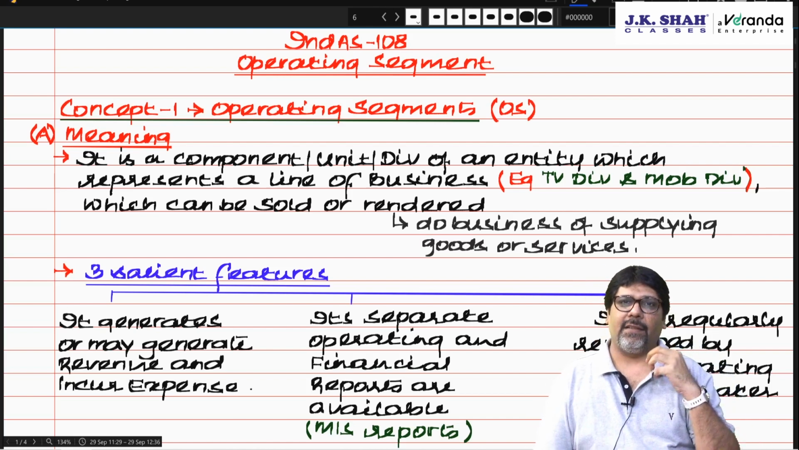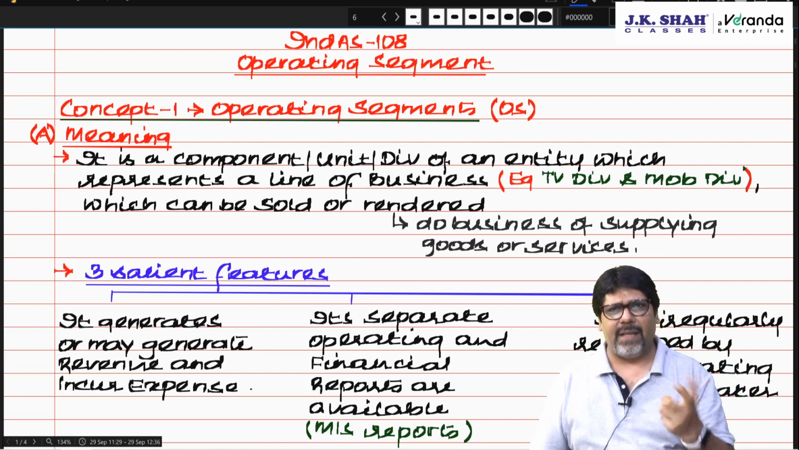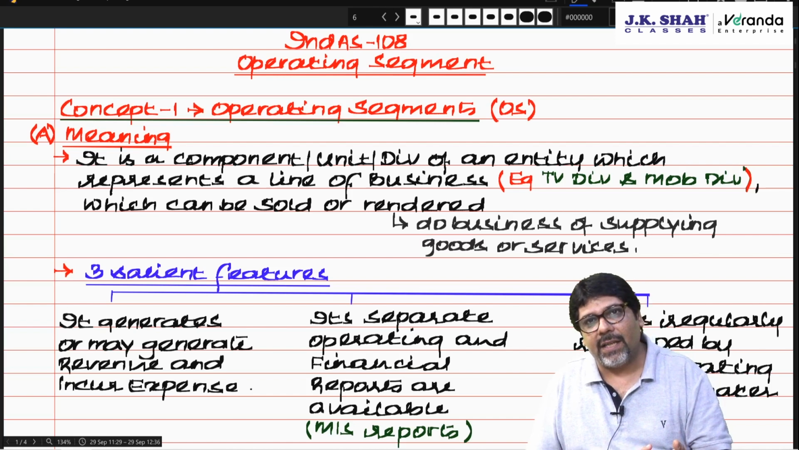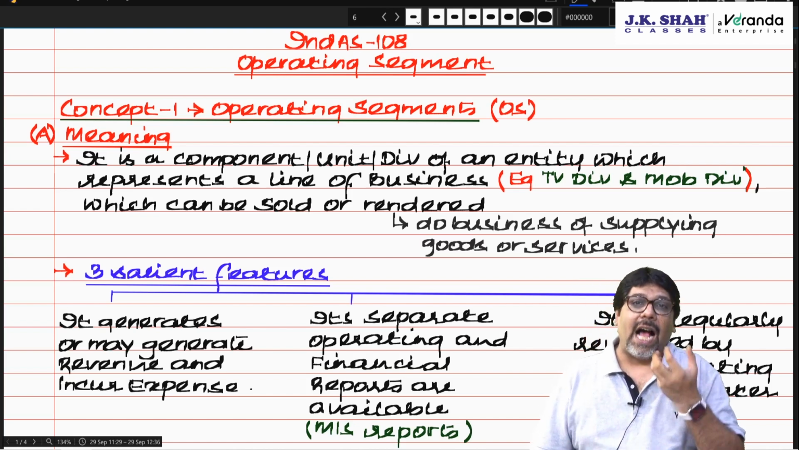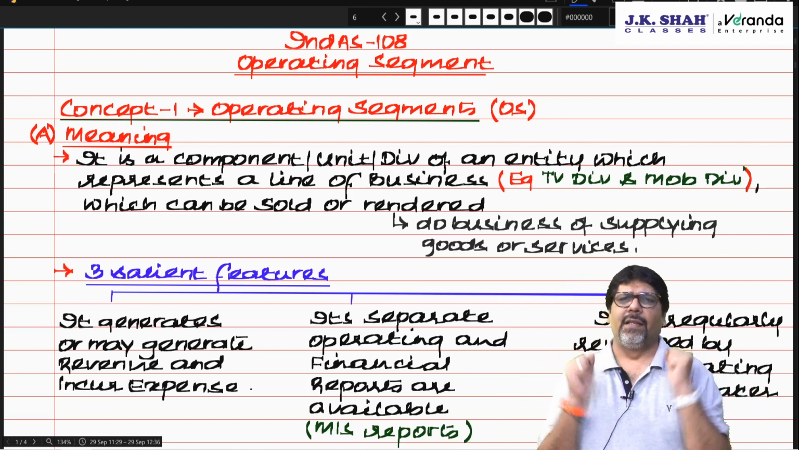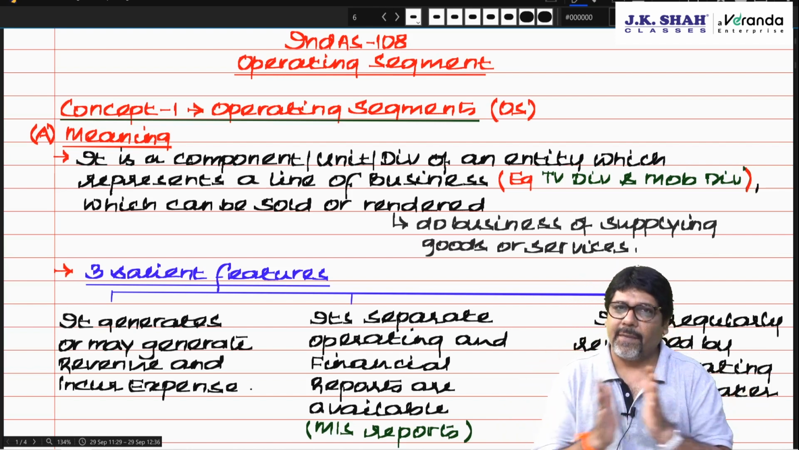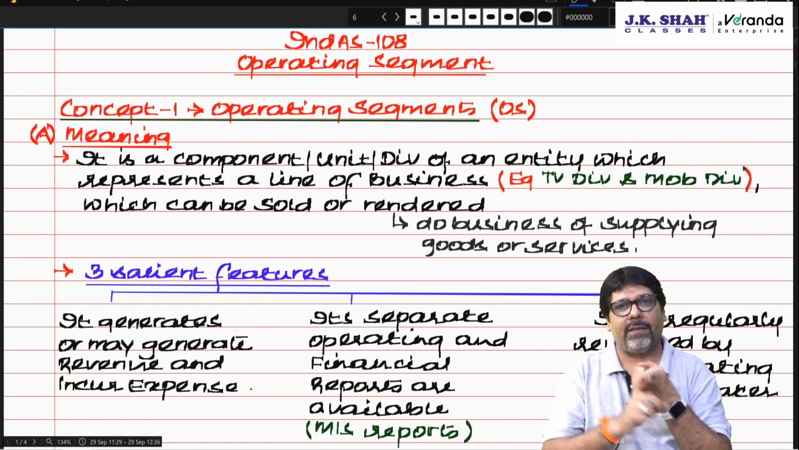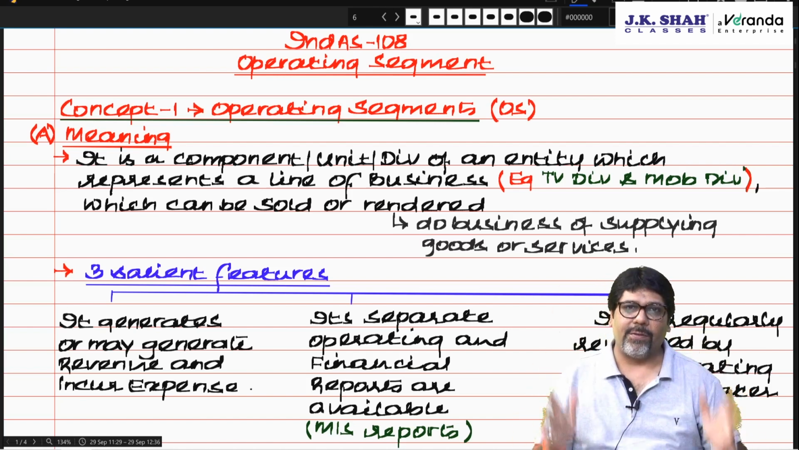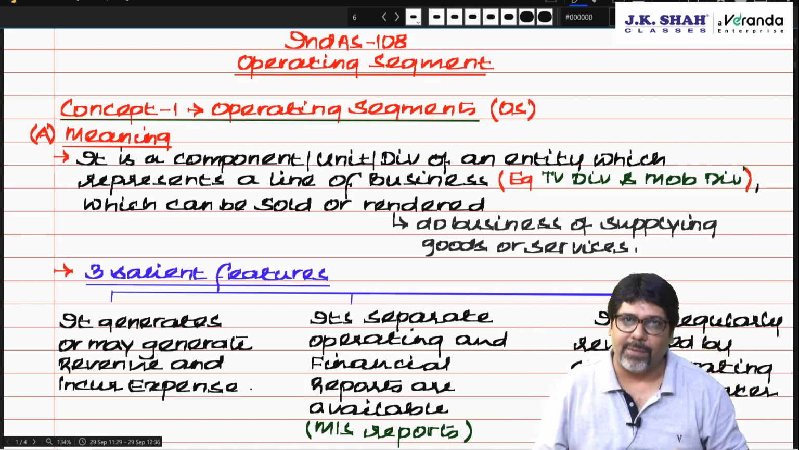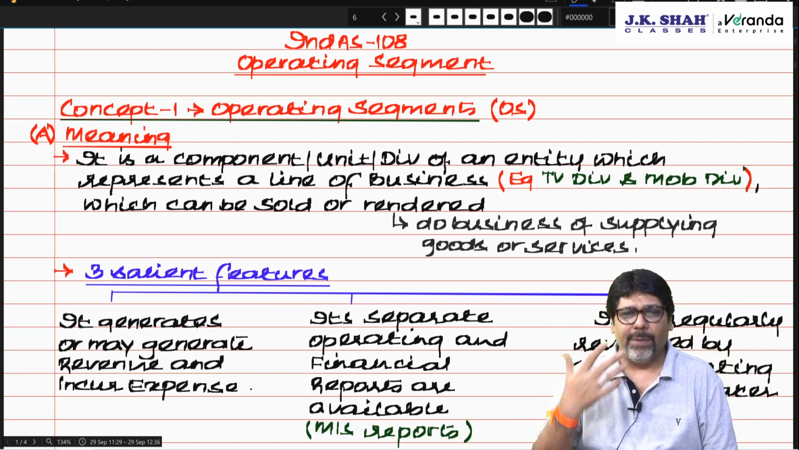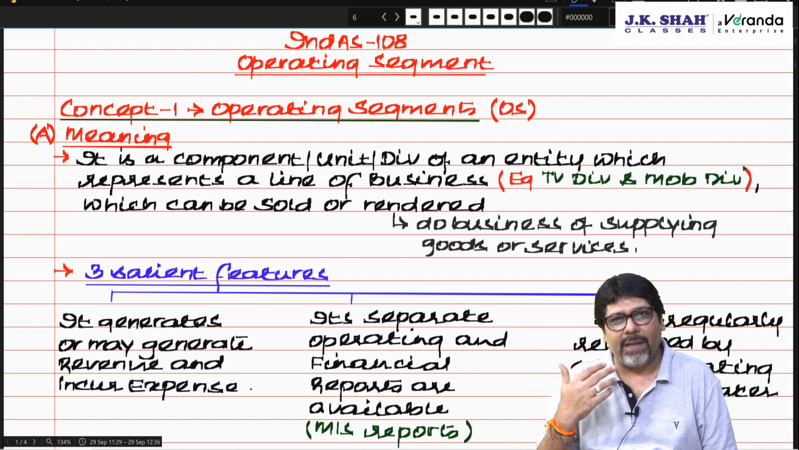So the first thing that comes to our mind is what is a segment? Second, how can we understand which segment is reportable? After a segment is classified as a reportable segment, what is to be reported? So, basic three questions: what is a segment, which are reportable segments, and how you are supposed to draft a segment report. Now a segment is nothing but basically a unit, division, department, by whatever name called.